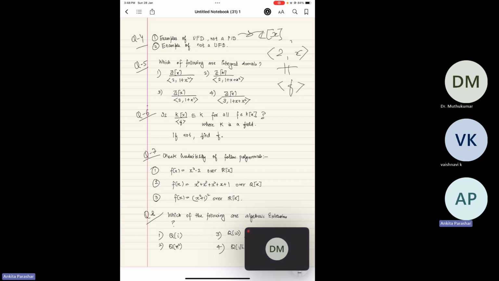So, answer is Z[X]. Can you give an example of not a UFD? That means you may have more than one factorization of the same element. Yeah, any example in your mind?